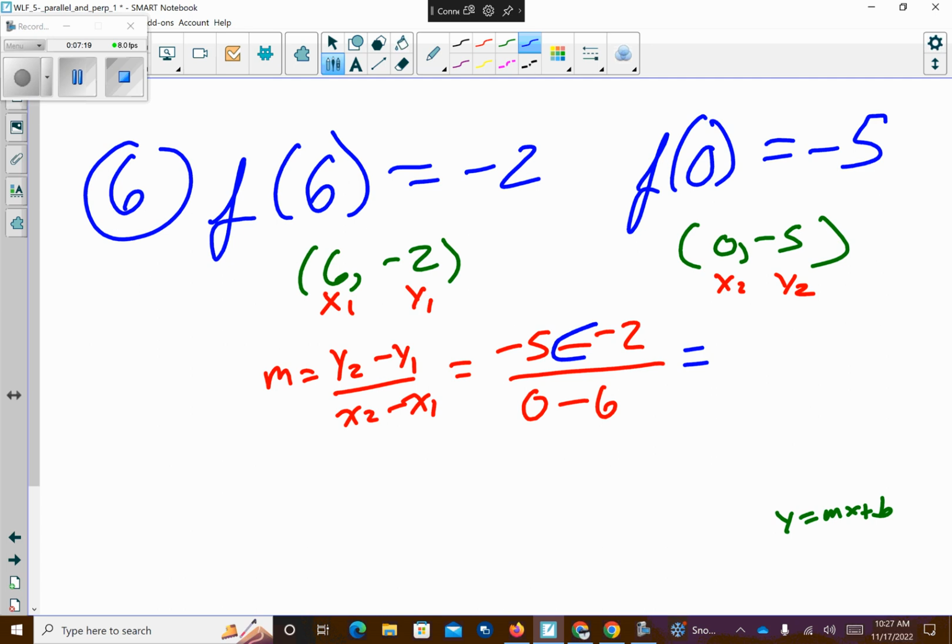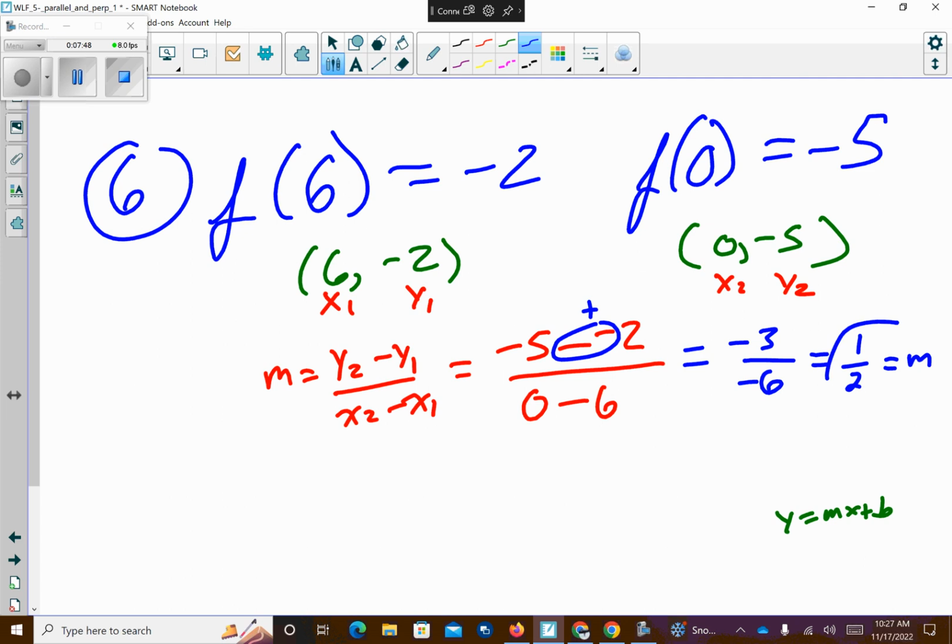So this is positive. So I get -5 plus 2. Something costs $5, I have $2 in my pocket, I owe $3. 0 minus -6 is 6. And a negative over a negative is going to be a positive, and 3 over 6 reduces to 1/2.